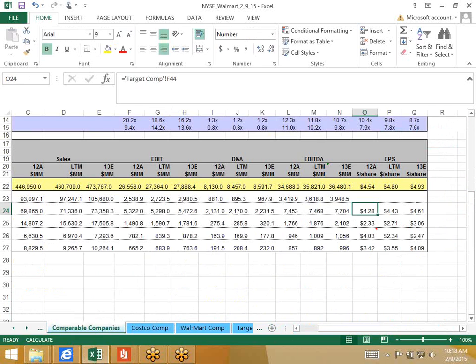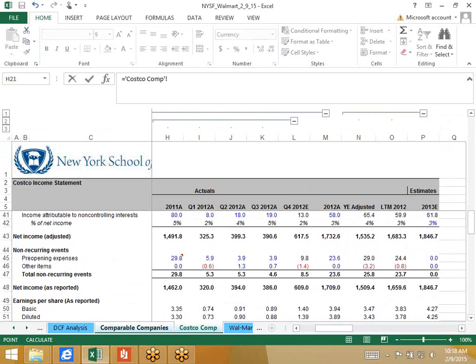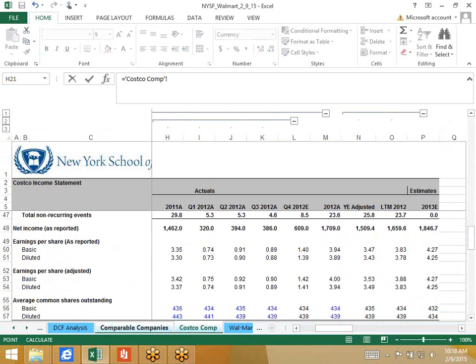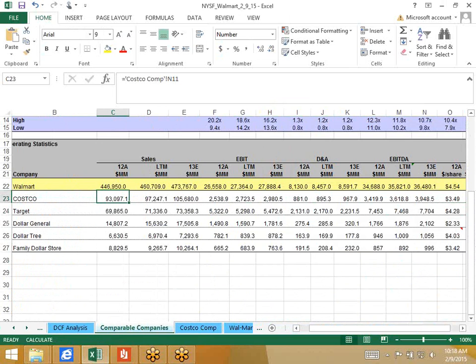So in the comparable companies, we're going to pull in the diluted and adjusted earnings per share, adjusted, diluted, in the year-end adjusted column. Lots of adjustments. Copy this to the right. That's the right way to lay out the columns. Okay, and we'll use this to create our multiples.